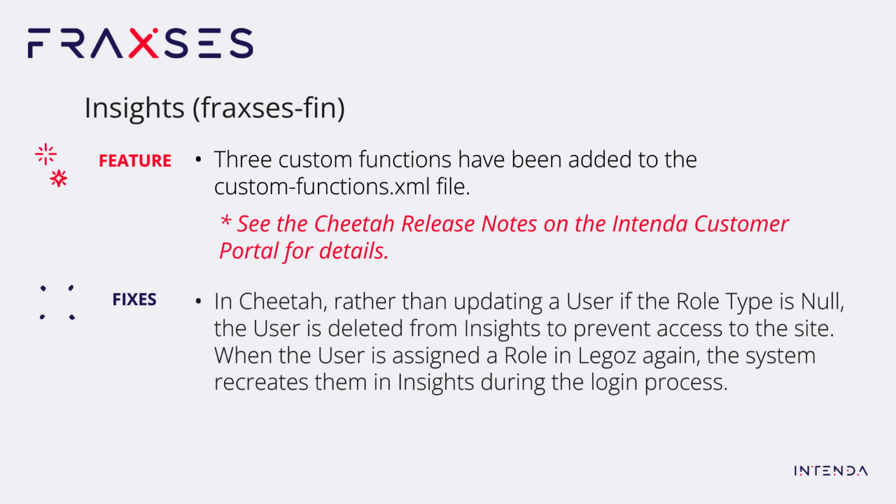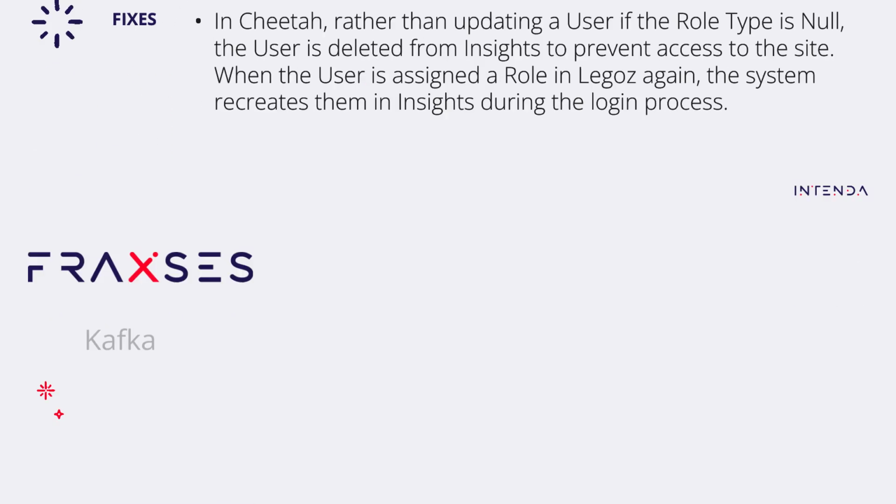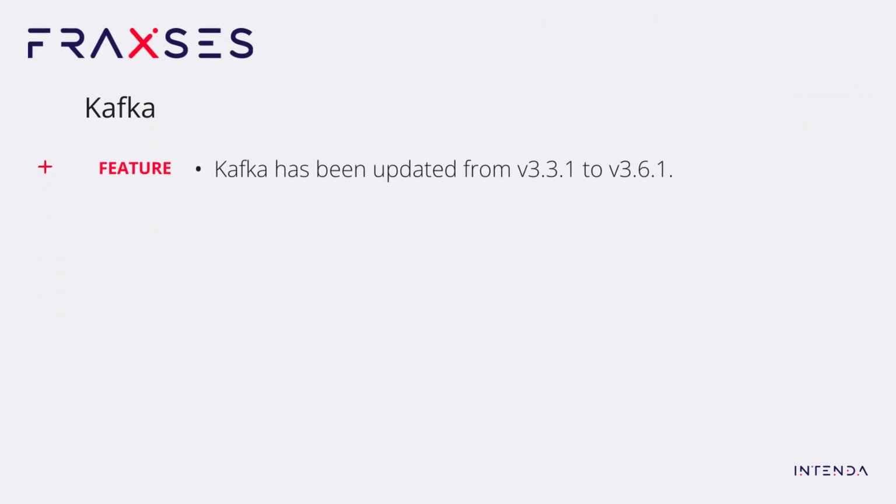Previously, the user's role in Insights was updated to null if it was not linked to any roles in Legos. In Cheetah, rather than updating the user if the role type is null, the user is deleted from Insights to prevent access to the site. When the user in question is assigned a role in Legos again, the system recreates that user in Insights during the login process. Kafka has been updated from version 3.3.1 to version 3.6.1.